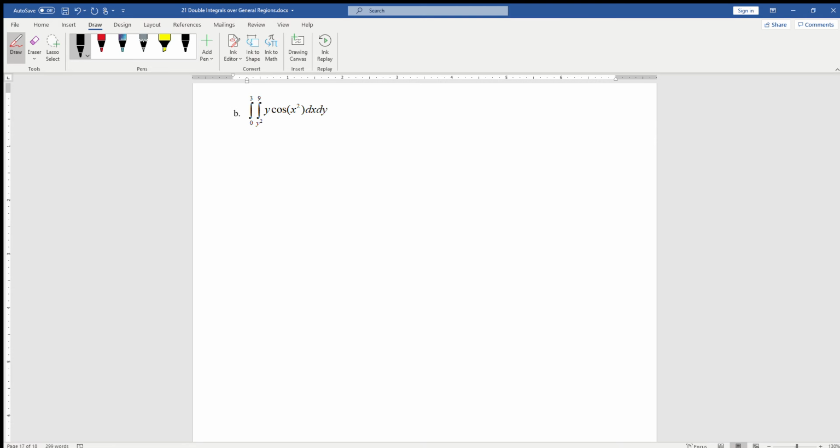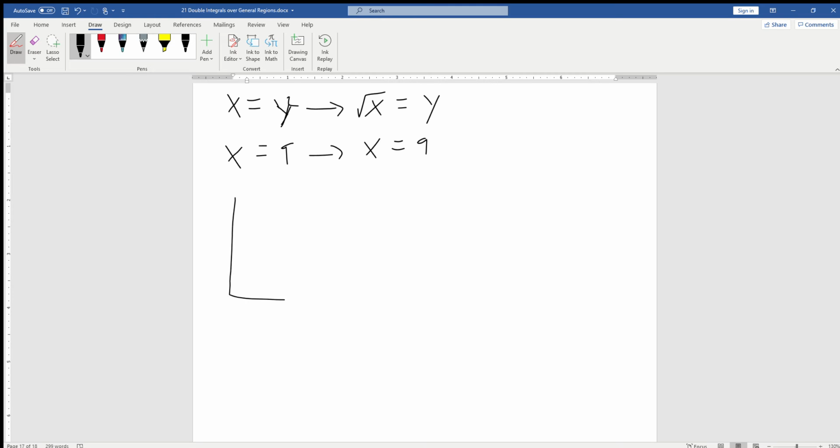Okay, so what we have initially is that x is equal to y squared, and we also have x is equal to 9. Those are our upper and lower bounds. If we solve this, we have root x is equal to y, and then obviously we still have x equals 9. So let's plot the region, and then let's turn this from a type 2 to a type 1 double integral. Square root of 9, very easy, looks like this. X equals 9 looks like this. All right, so this is y equals root x, and then we have x equals 9.